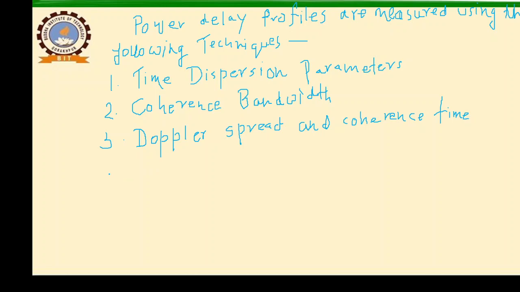And this is nothing but the graphical representation. So the power delay profiles are generally represented as a plot of relative received power as a function of excess delay with respect to a fixed time delay reference. So we move towards the graphical representation of the power delay profile.